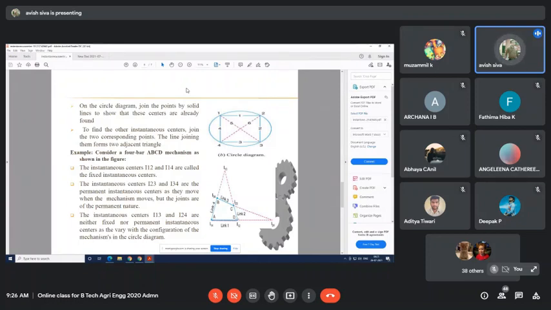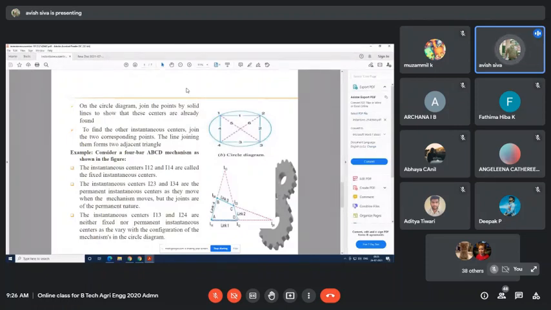Fixed, you have already seen. The fixed instantaneous centers corresponding to this figure are I14 and I12. So why are I14 and I12 called fixed instantaneous centers? Because they are on link 1 which is fixed. So those 2 instantaneous centers are called fixed instantaneous centers.